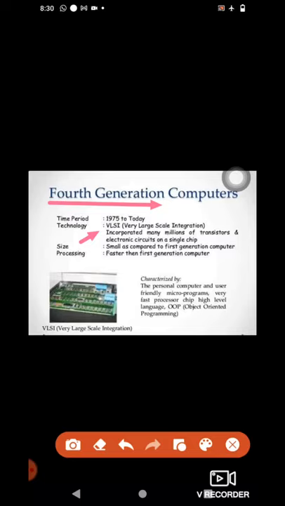However, even if we look at the second and third, the fourth generation computers were much, much faster and smaller in size. The characteristics: the personal computer and user-friendly micro programs, very fast processor chip, high-level language, OOP, object-oriented programming. So here began the change. PC, we all have heard personal computer, PC. So fourth generation computers started developing personal computers.